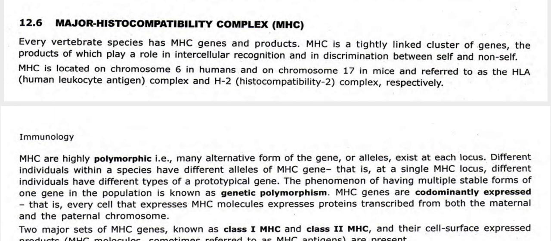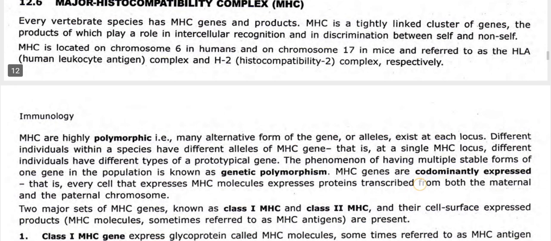So, major histocompatibility complex or MHC. Every vertebrate species has MHC genes and products. MHC is a tightly linked cluster of genes, the products of which play a role in intercellular recognition and in discrimination between self and non-self. MHC is located on chromosome 6 in humans and on chromosome 17 in mice and referred to as the HLA, human leukocyte antigen complex, and H2, histocompatibility 2 complex, respectively.